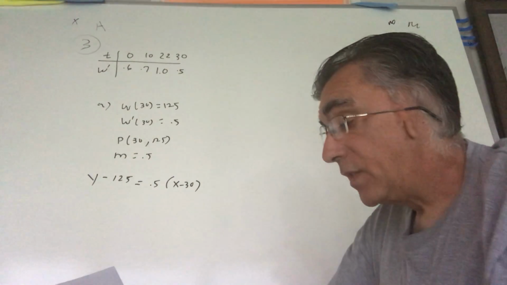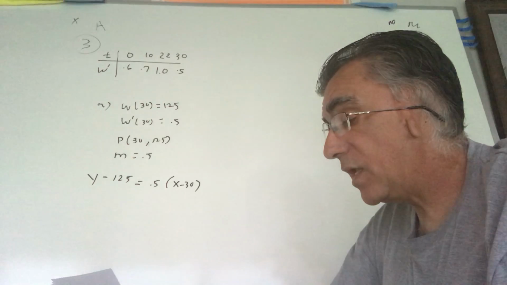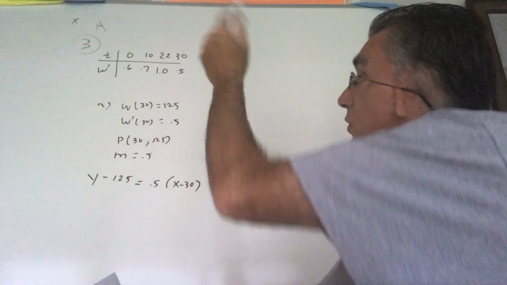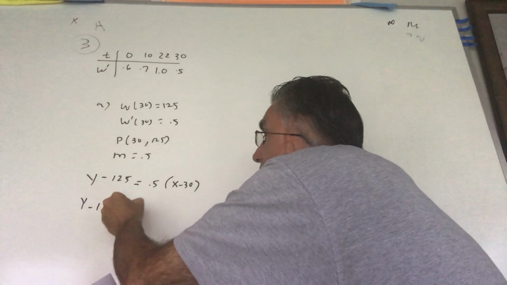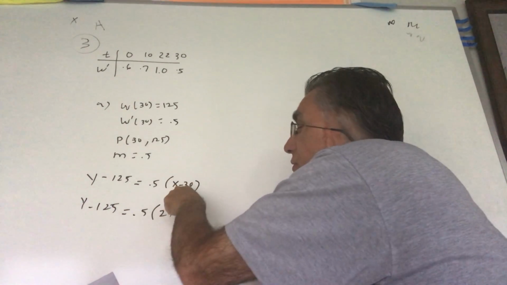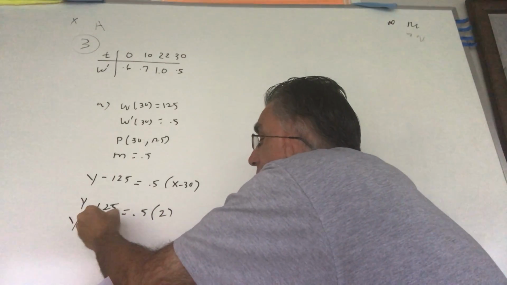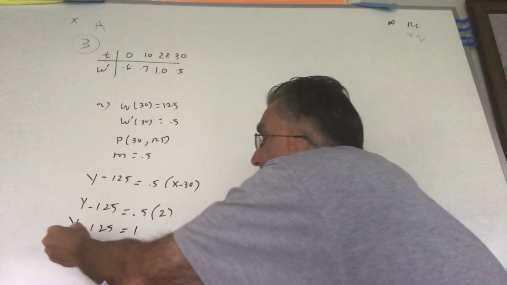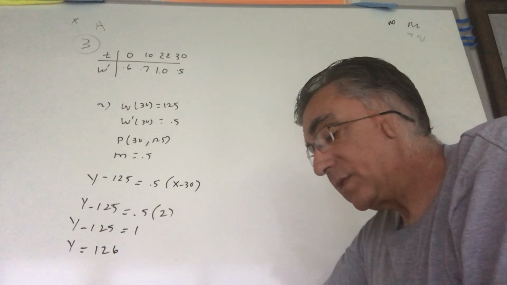There's our tangent line. And then I want to approximate this at 32. I mean, the chart only goes to 30, so I'm going to go to 32. So y minus 125 equals 0.5 times 32 minus 30. That's not so bad, is it? Equals 126.